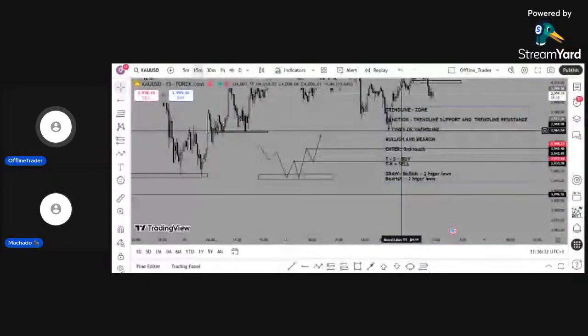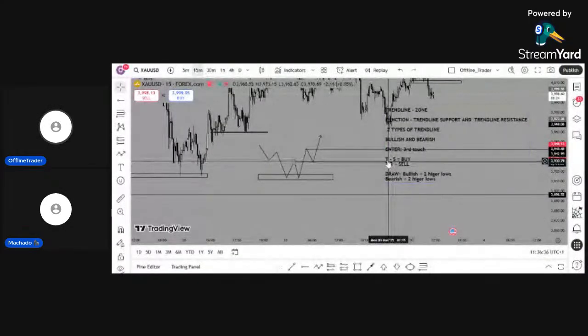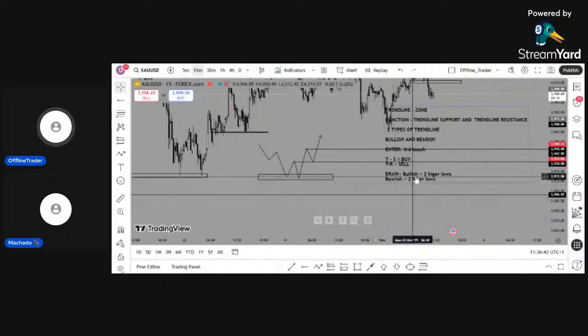So this is a bullish trend, and I said in a bullish trend we look for trend line support, then we buy. Okay, so how do we draw the trend line? If it's bullish, what do we need? How do we draw a bullish trend line?